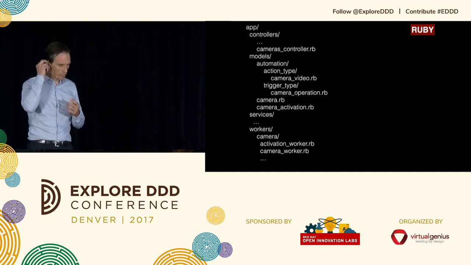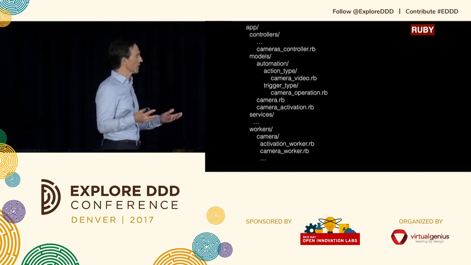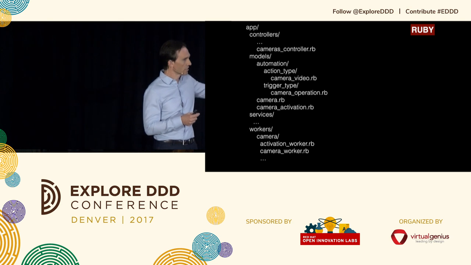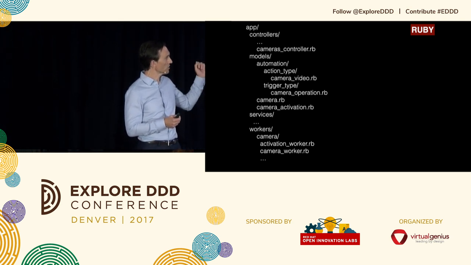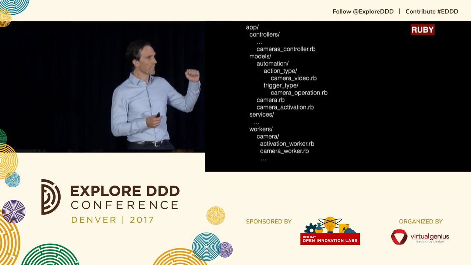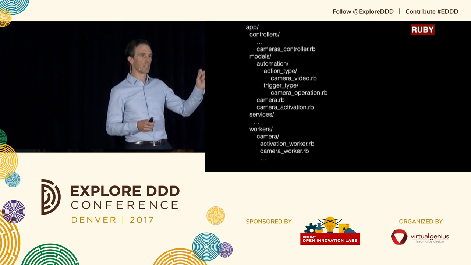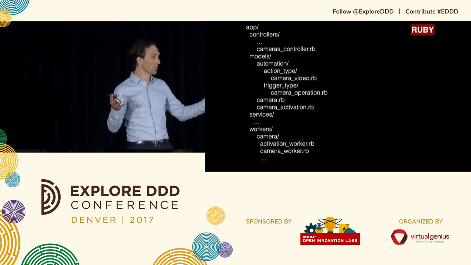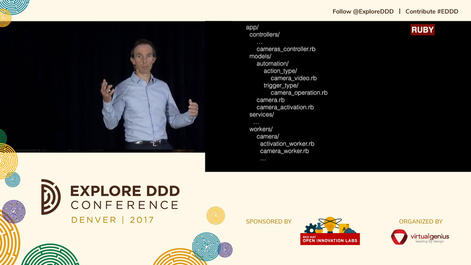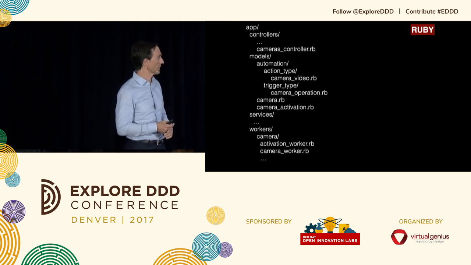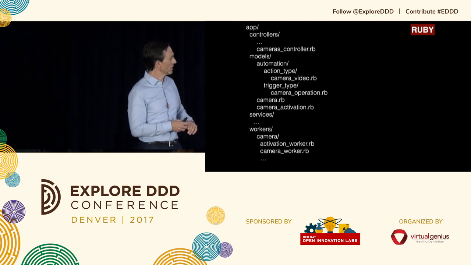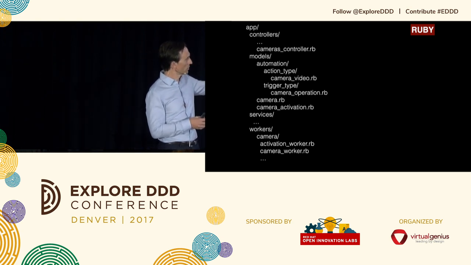Now, in terms of the application itself, it's a Rails application. I'm just highlighting some of the things here. If you're familiar with Rails, we have controllers. There's the cameras controller. Nexia allows you to set up automations where you can say something like, at sunset, do certain things in your home, right? Or at a certain time of night, dim the lights, turn off the lights, cool stuff like that. We've got things there like camera video, camera operation. You can see there under models.